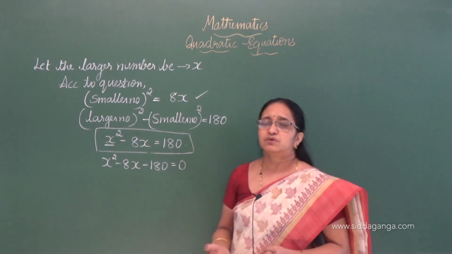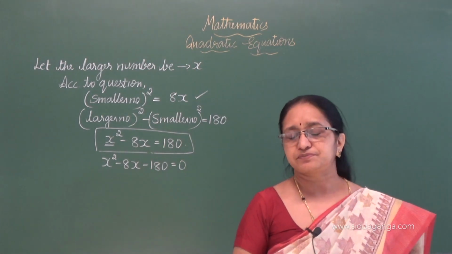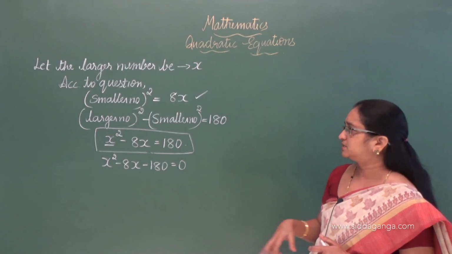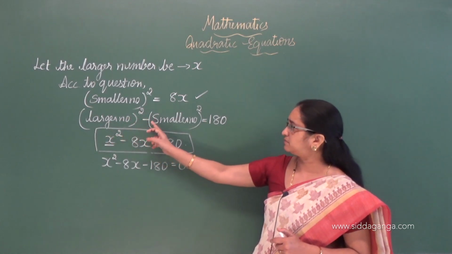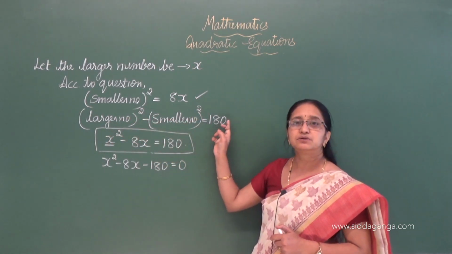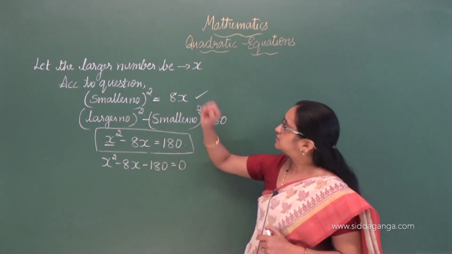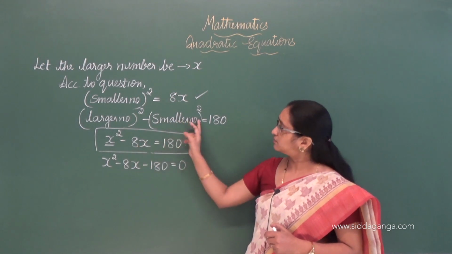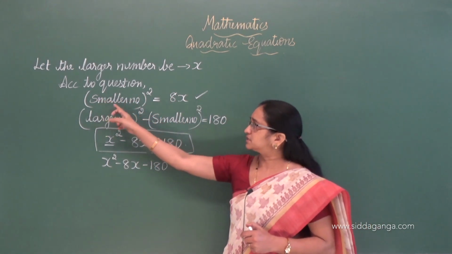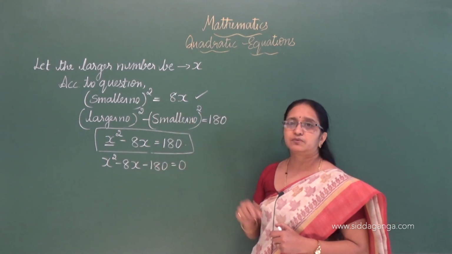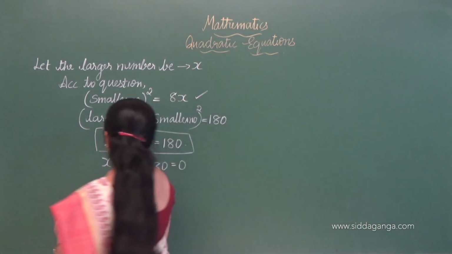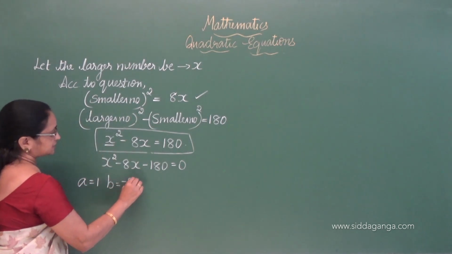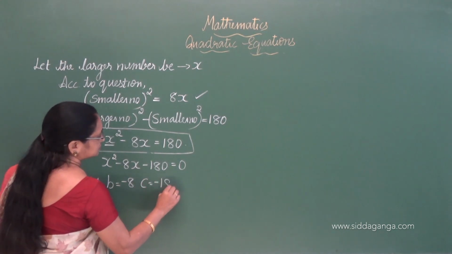Now, one more condition is given in the question, that is the difference in the squares of the larger number and the smaller number is 180. So, larger number whole square minus smaller number whole square is 180. So, x square minus 8x is equal to 180. Now, you know how to solve this. So, let us take a is equal to 1, b is equal to minus 8 and c is equal to minus 180.